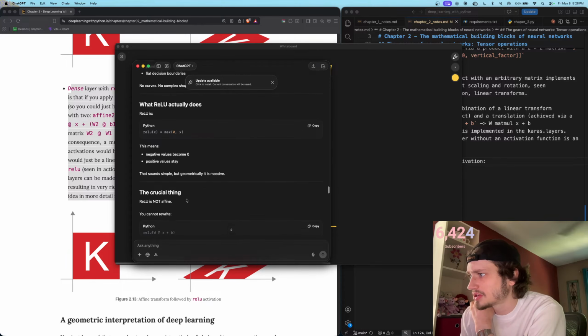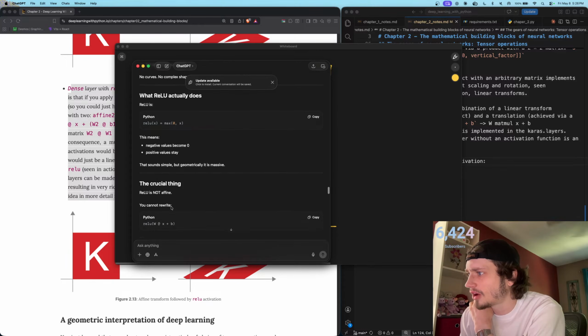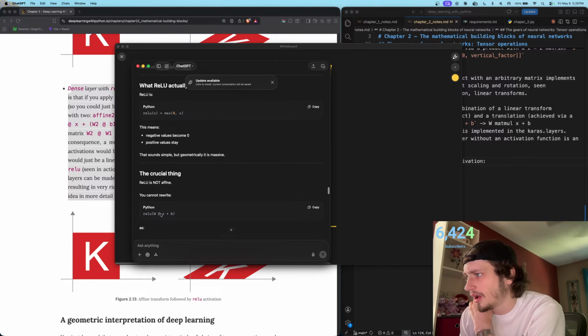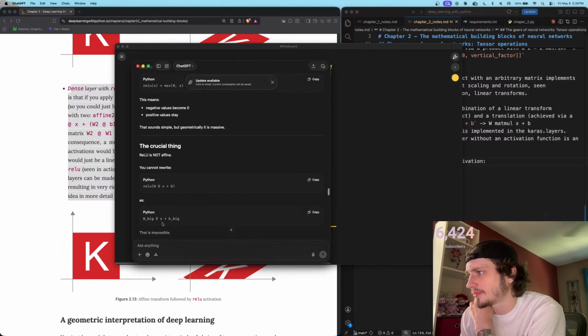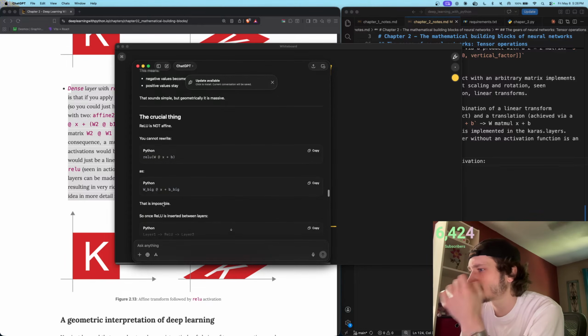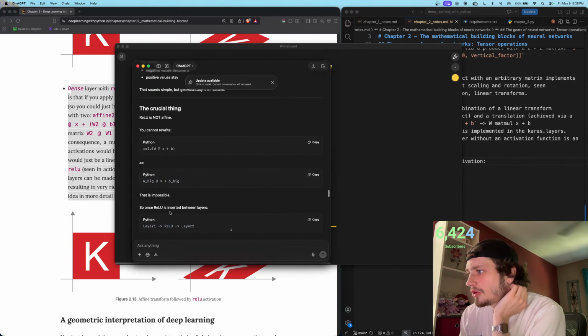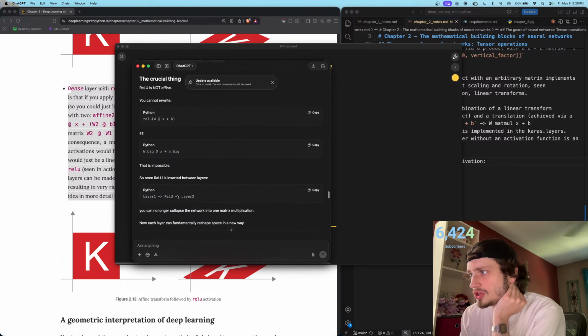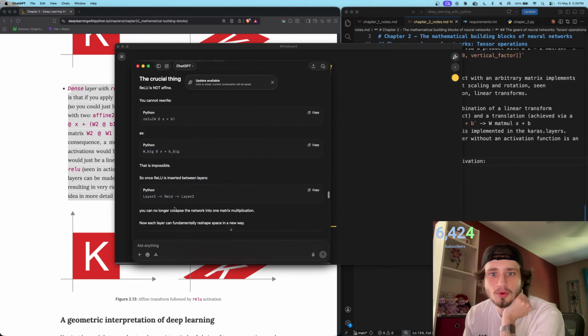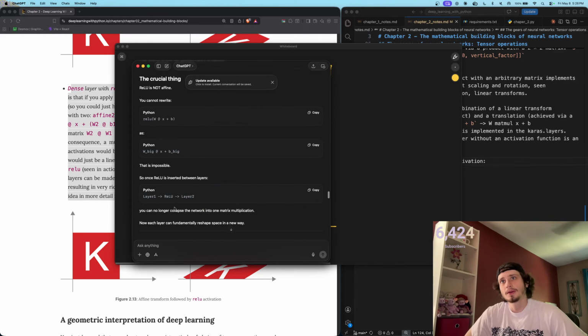The crucial thing is ReLU is not affine. You cannot write ReLU of the affine transformation as this. That is impossible. So once ReLU has been inserted between layers, you can no longer collapse the network into one matrix multiplication, right? You're doing some interjecting at each point, kind of changing the state, so it can't go back, right?